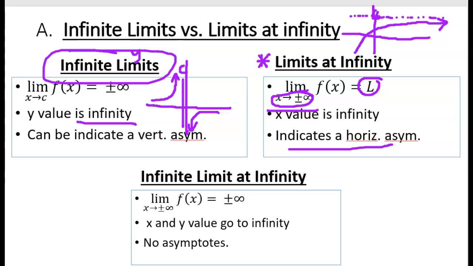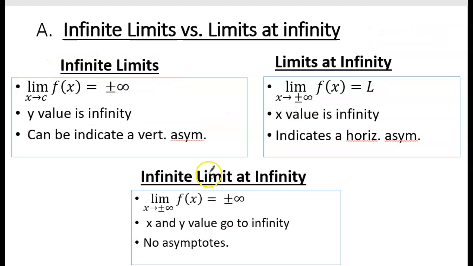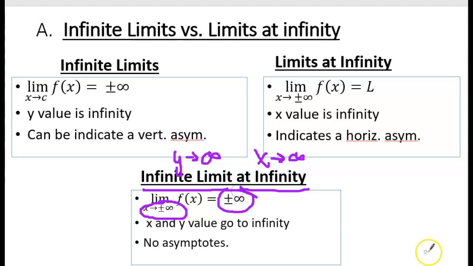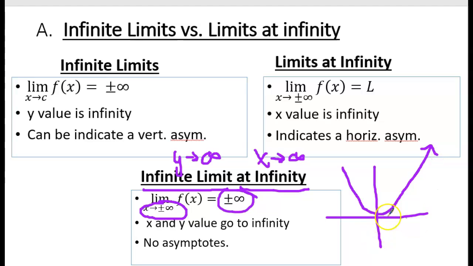Now, here's one final situation. You can have both at the same time. In other words, you can have an infinite limit, which means the y value goes to infinity, at infinity. That means as x goes to infinity, in other words, as x gets bigger and bigger and bigger, y gets bigger and bigger and bigger. And actually, a lot of functions are like that. Just take, for example, a parabola. As I move to the right with a parabola, the x value keeps getting bigger and bigger and bigger, but so does the y value. It keeps going up. So as I go to the right forever, the graph goes up forever. And that's an example of an infinite limit at infinity.